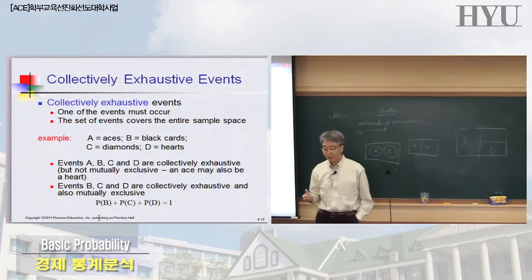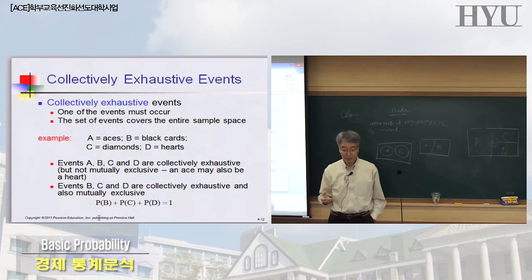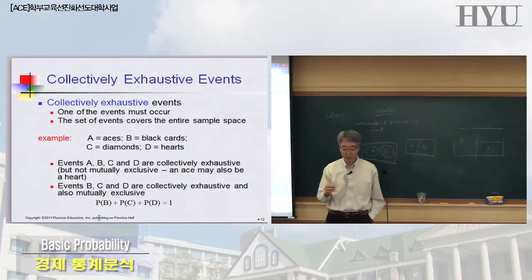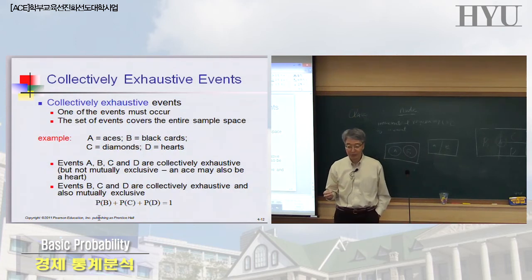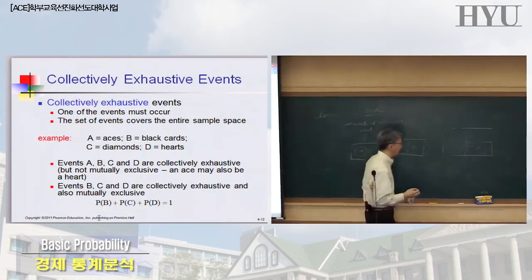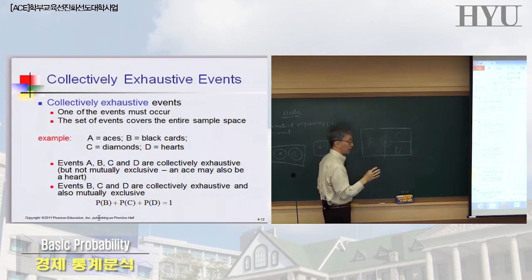B, C, D are mutually exclusive, right? Because once you have a black card, you cannot have a diamond, and it cannot be a heart. And once you have a heart, you cannot have a diamond, and vice versa. So B, C, D are mutually exclusive. There is no overlapping portion, right?